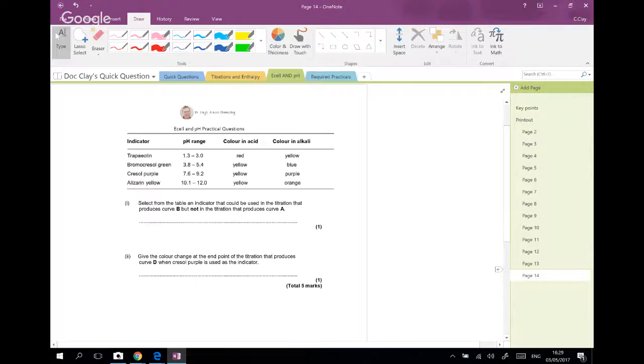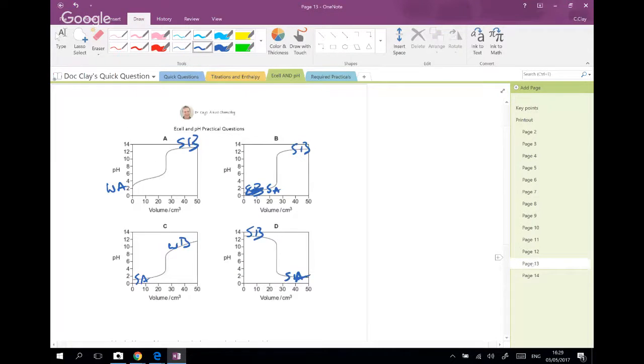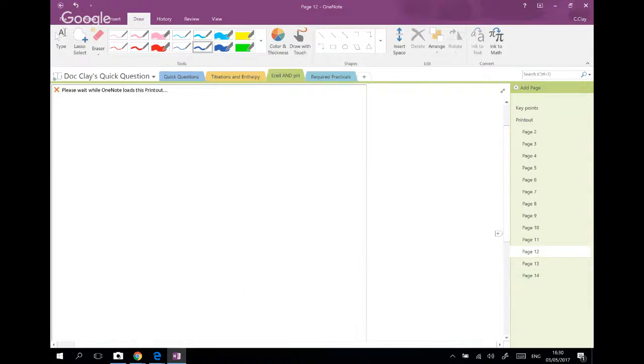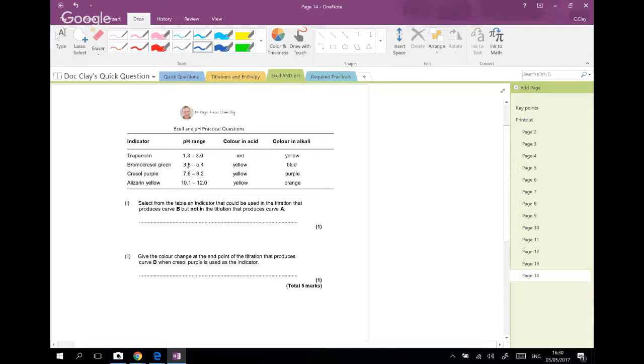Finally, a table of acid-base indicators. Select from the table an indicator that could be used in the titration that produces curve B and not in that of curve A. Let's have a look at this. So in B and not A, we want one which changes color around sort of 4, something like that. So if we look at our table, probably the bromocresol green would be an appropriate one to choose.